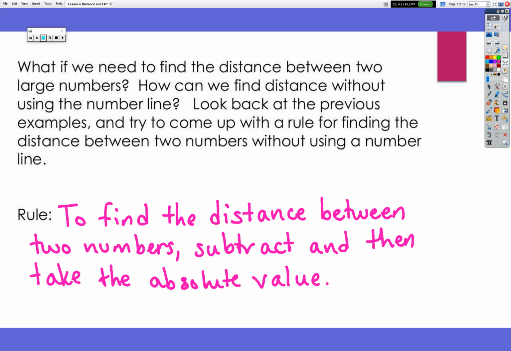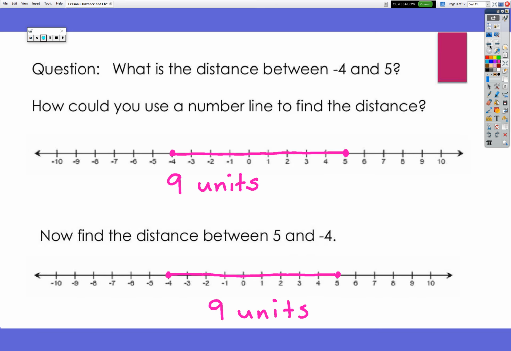So to find the distance between two numbers, we're just going to subtract the numbers and then take the absolute value. What does that mean? Take the absolute value. Well, the absolute value of a number is its distance from 0. Absolute value is always positive. So when we subtract two numbers, if we get a negative answer, we're just going to make it positive. If we get a positive answer, we're going to leave it positive. So I'll show you how that works. We're going to go back to the examples that we did on the number line. If I can get the pages turned back.